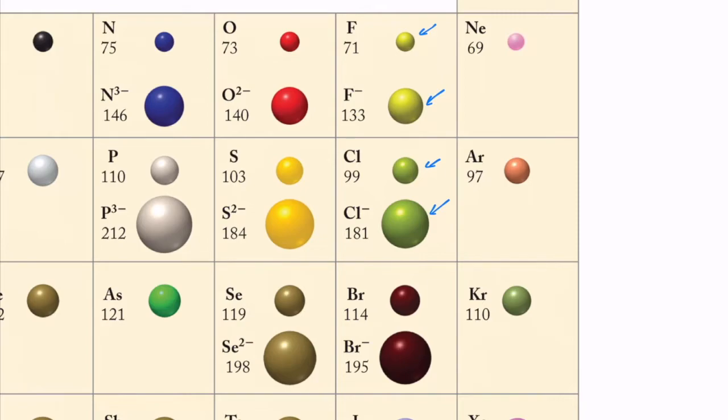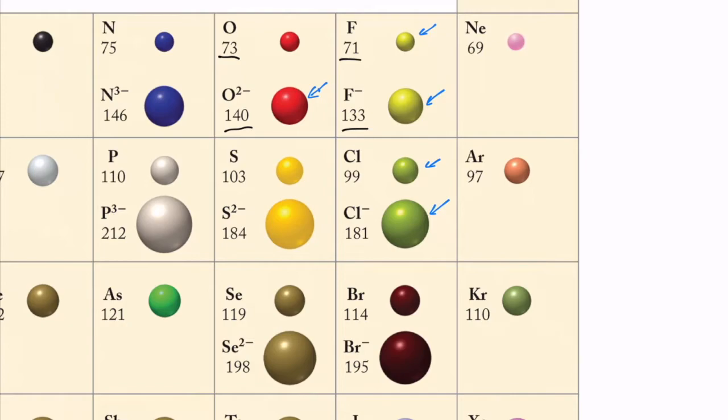The -1 ion for fluorine, for example, is a little bit smaller than the -2 ion for oxygen. Oxygen is a -2, it's added an additional electron, so it should be a little bit bigger. Now, the one thing I didn't mention yet was what these numbers are. So the 73 and the 140 for oxygen, the 71 and the 133 for fluorine. That is the radius of the atom on top or the ion on the bottom.